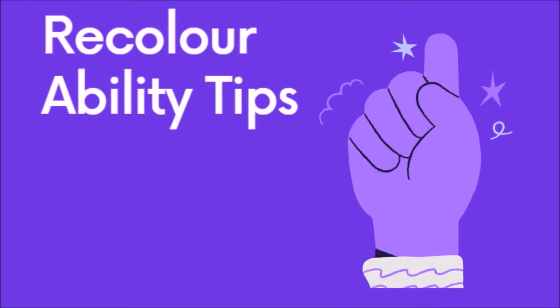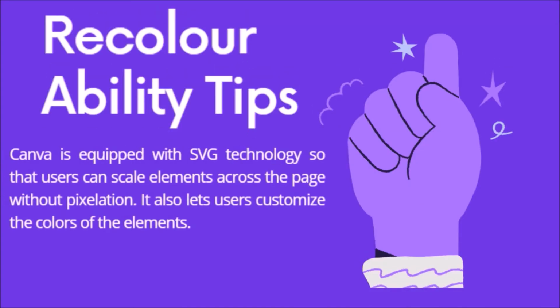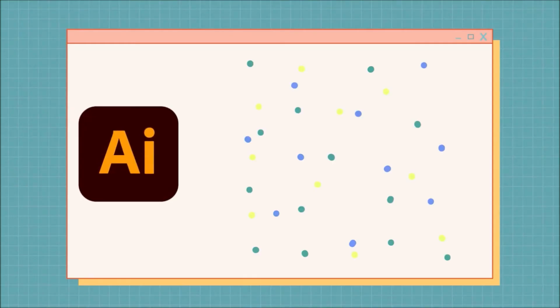Here's a tip for recolorability. Canva is equipped with SVG technology so that users can scale elements across the page without pixelation. It also lets users customize the colors of the elements. Let's create the 5-colored element.